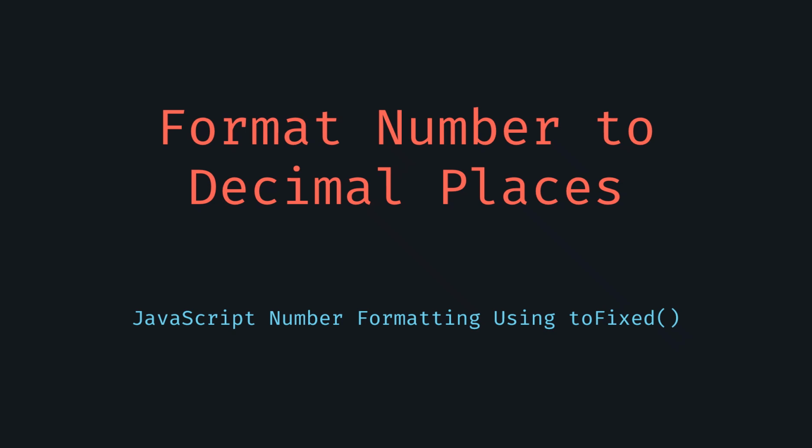Hey friends, in today's quick JavaScript lesson, we learned how to format numbers to a specific number of decimal places. This is super handy when you're working with prices, averages, or measurement data. We'll use the toFixed method and wrap it inside a reusable function. Let's get started.